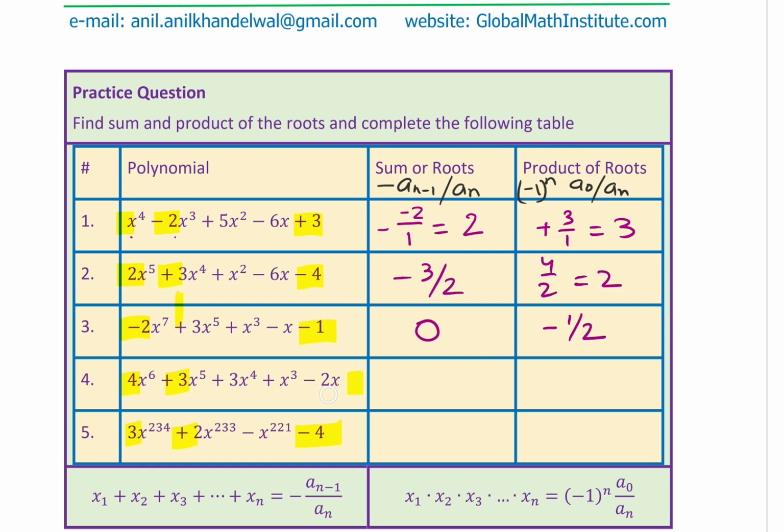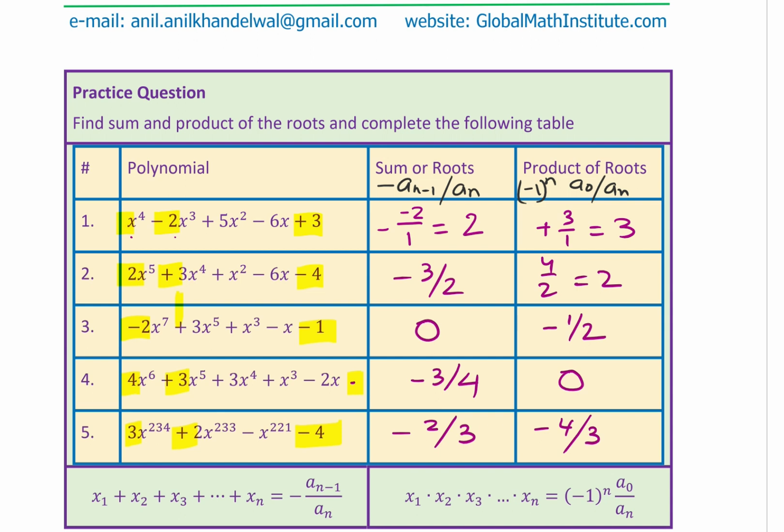Next term here, we have the leading coefficient as 4, next to it is 3. Their ratio with a negative sign is 3 over 4. The constant term here is 0, and therefore the product has to be 0. The last term here, the leading coefficient is 3, next to it is 2, and therefore the sum will be the negative value of 2 over 3. And since the degree is even, we are expecting a positive answer. However, the constant is minus 4, so we get negative 4 over 3 as our answer.